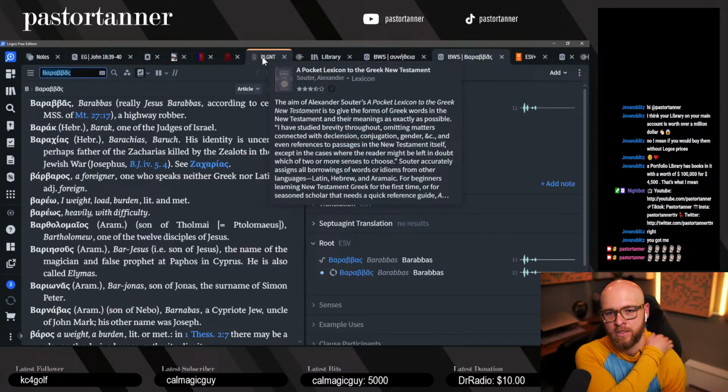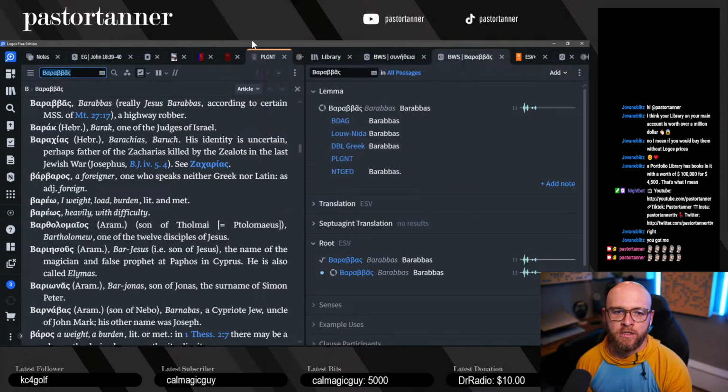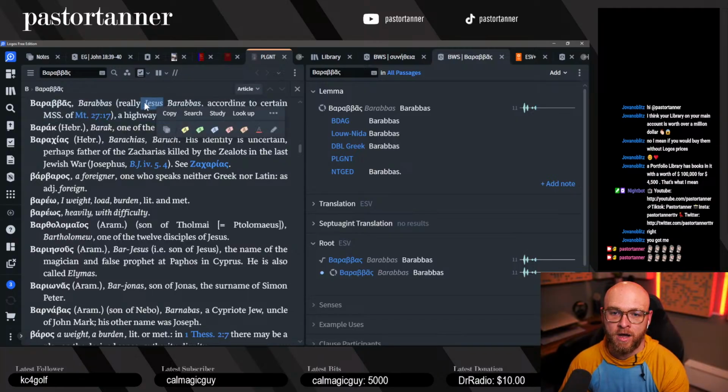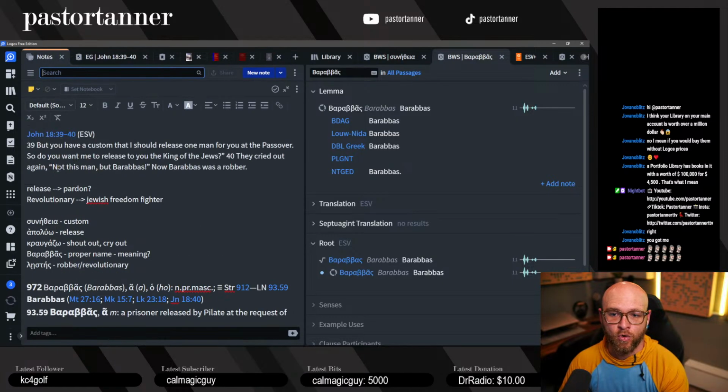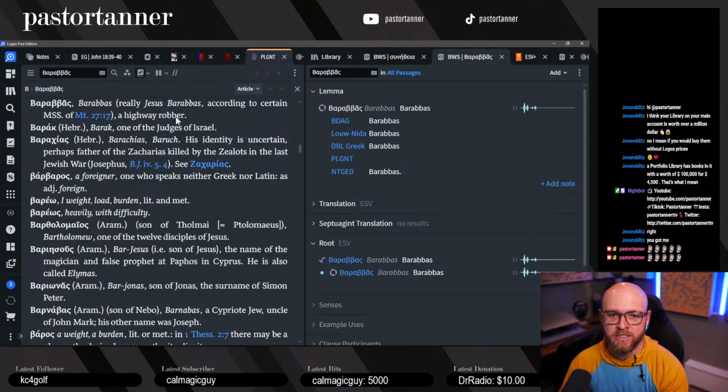Pocket Lexicon to the Greek New Testament. I had included a bunch of different pocket dictionaries and one of these lexicons is part of that set, so not bad to have it all, especially when you have a little bit more limited library like this. Barabbas, really Jesus Barabbas. See, that's already helpful, because what am I trying to say? Jesus or Barabbas. And so I'm going to frame him up as an essentially false substitute, and the fact that his name is Jesus Barabbas is helpful for that, right?